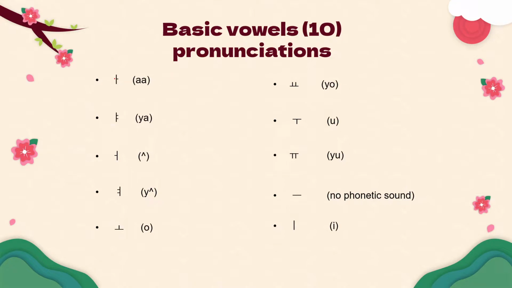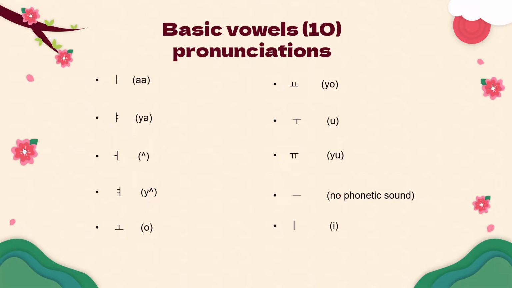So this is a, this is ya. This is O. This symbol indicates the sound of O. And this is Yo. And this is O. Moving on, this is Yo, this is U, and this is U, this is I.